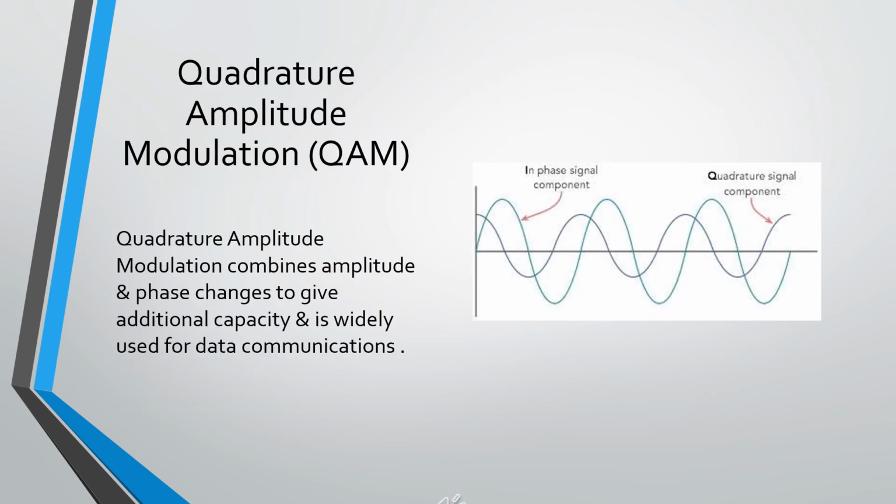Quadrature amplitude modulation is the name of a family of digital modulation methods and a related family of analog modulation methods widely used in modern telecommunication to transmit information.